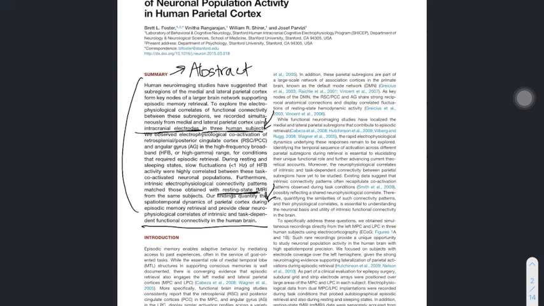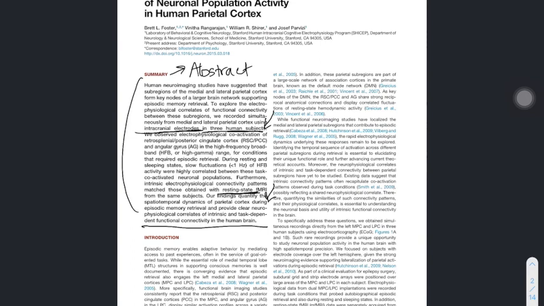When the people were resting, so in a resting state fMRI, right? And when they were resting with the electrodes on their brain, they were able to correlate the activity in the same person with fMRI and with the methodology they used to measure the electrodes.